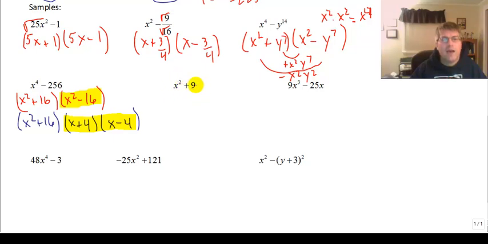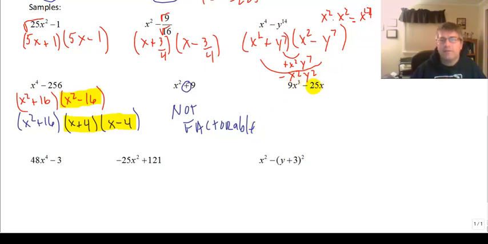x squared plus 9, it looks like a difference of two squares. Unfortunately, it is not a difference. We've got a plus here. So this is not factorable. That's what we saw in that last sample problem. So that's not factorable.